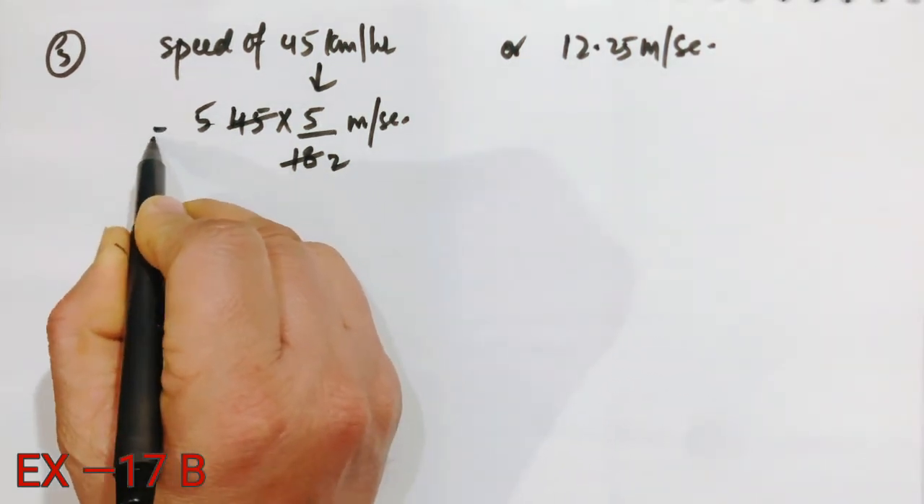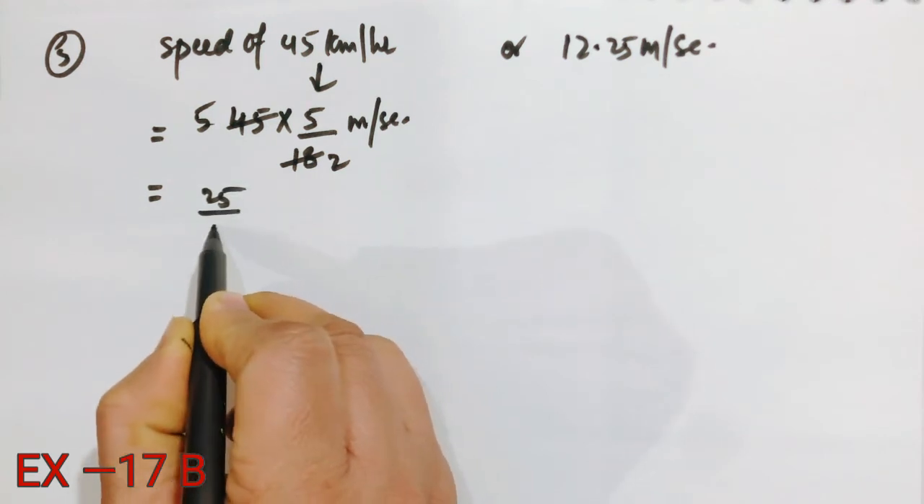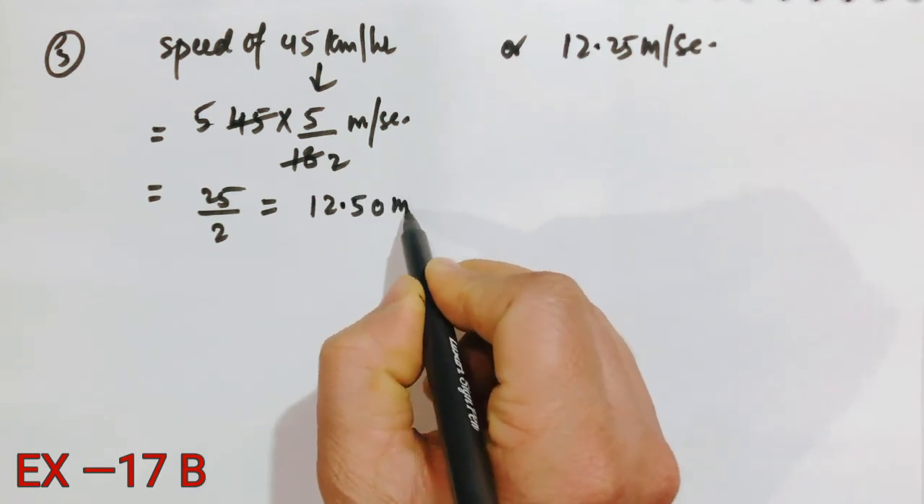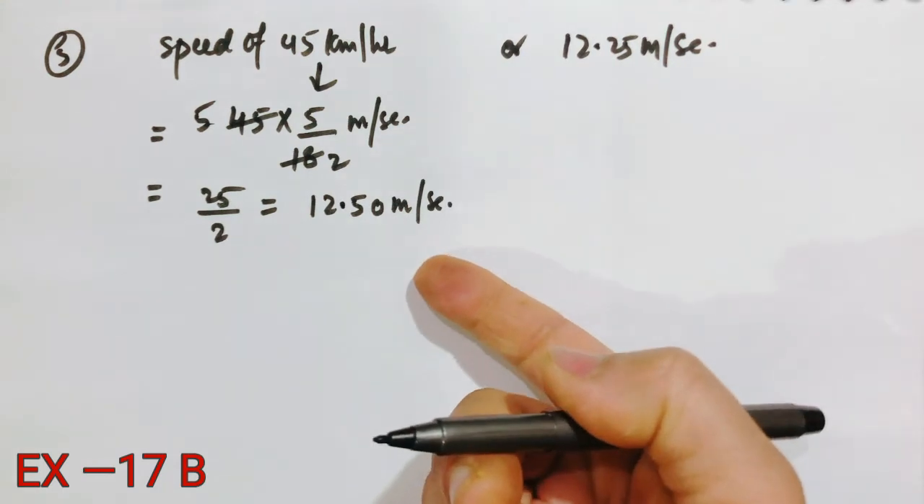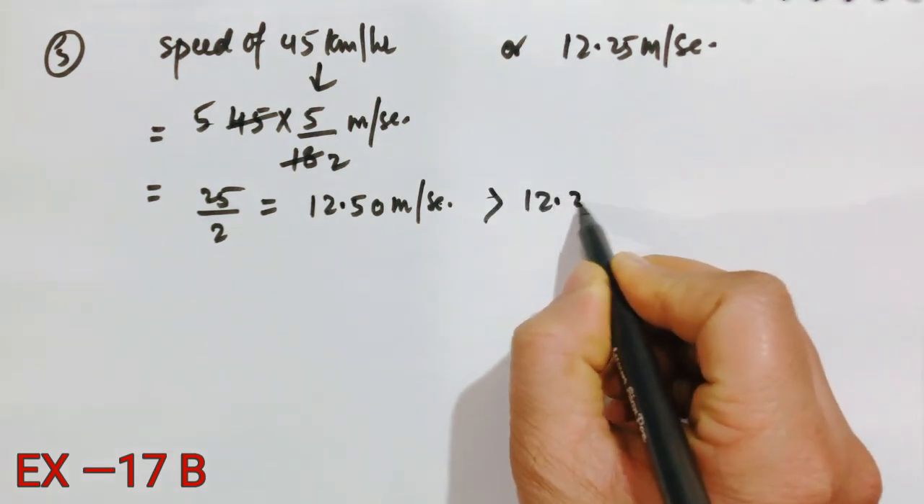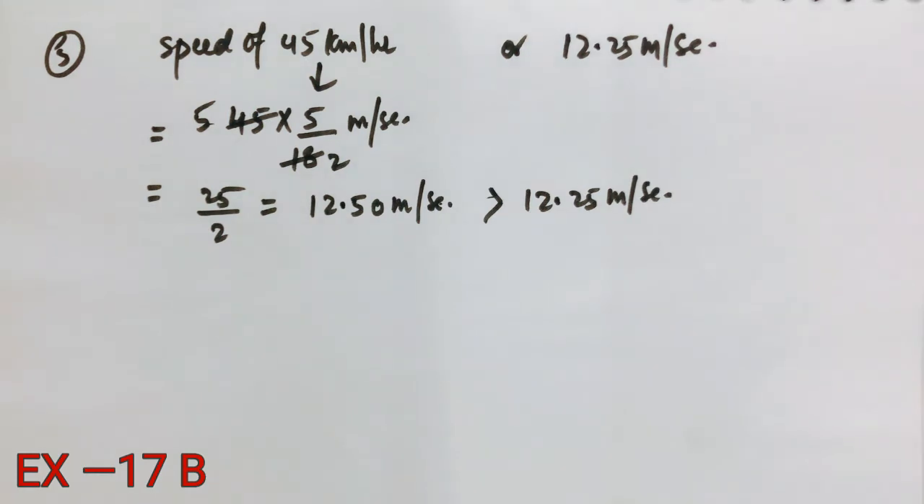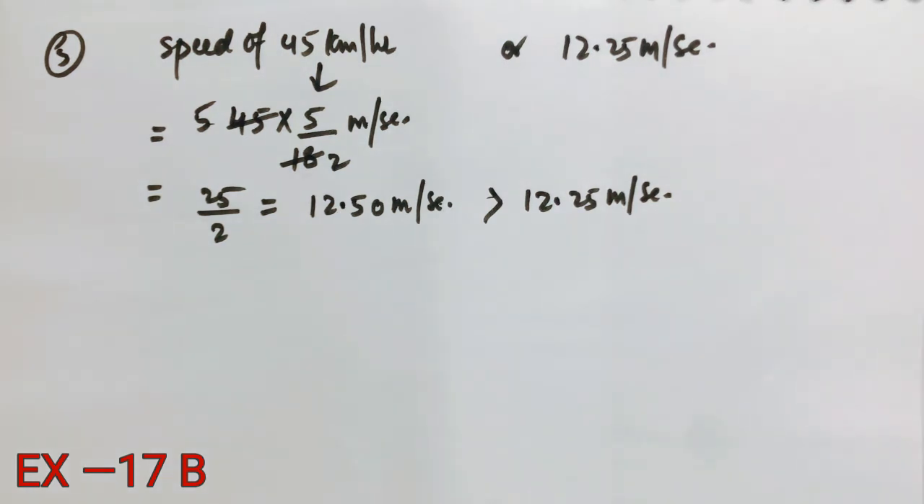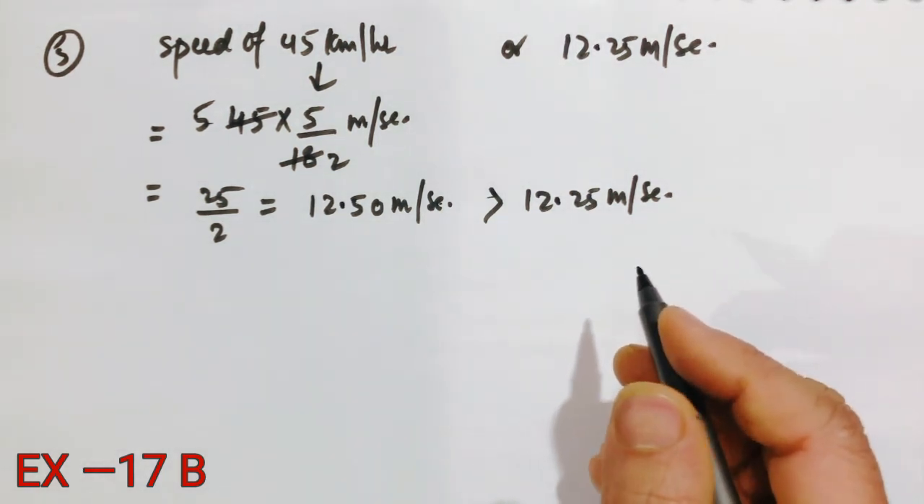So beta ji, have a look. 25 by 2 will be equal to how much? It will be 12.50 meter per second. Now it's quite visible that 12.50 meter per second, this is greater than 12.25 meter per second. So you can say that 45 kilometer per hour is greater than 12.25 meter per second. ठीक है, आगे बढ़े. So let us, and what are they asking here? How much is the distance traveled by each in 2 seconds? अच्छा, what do you mean by how much is the distance traveled by each in 2 seconds?